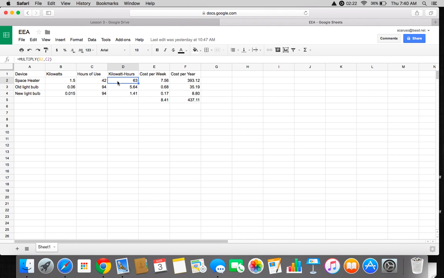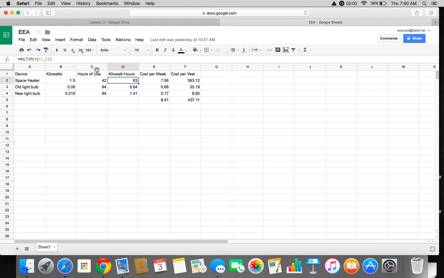Where it gets tricky is in the next three cells where you're going to insert functions. We need to tell the spreadsheet to multiply B2 by C2. So if you type in the equals sign and multiply, parentheses, and then write those cells in, you should see them highlighted. That means that it's telling the spreadsheet to take those two numbers and multiply them.